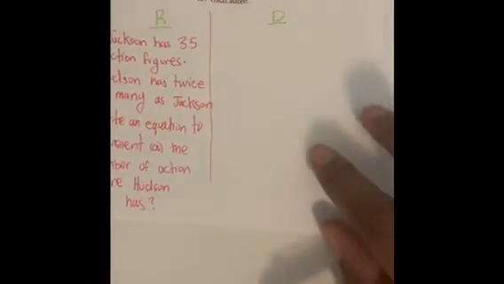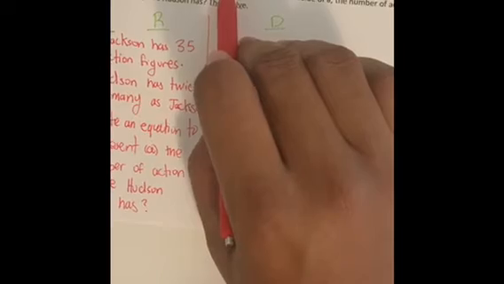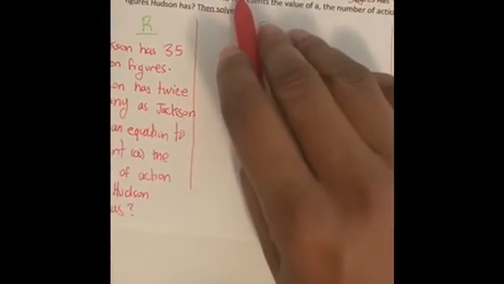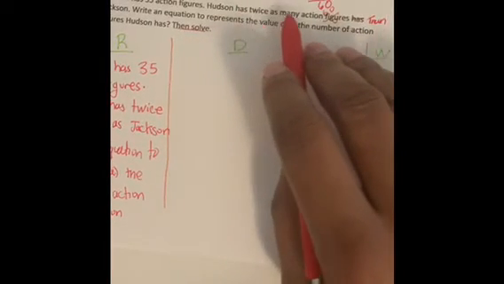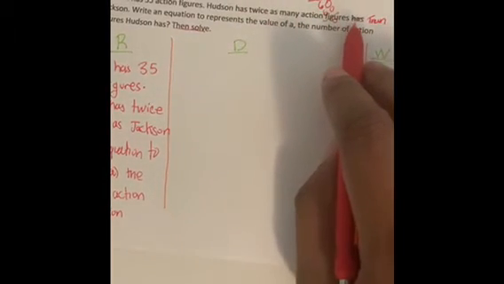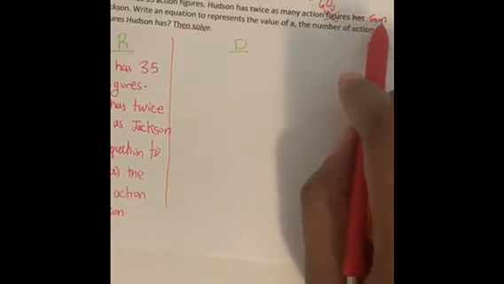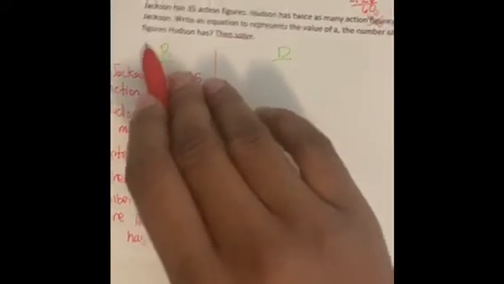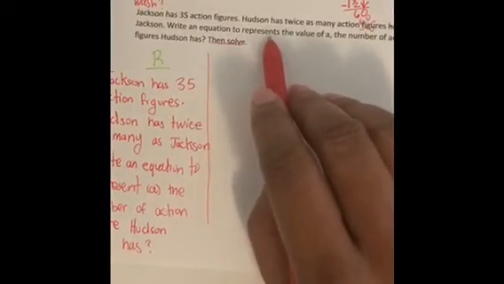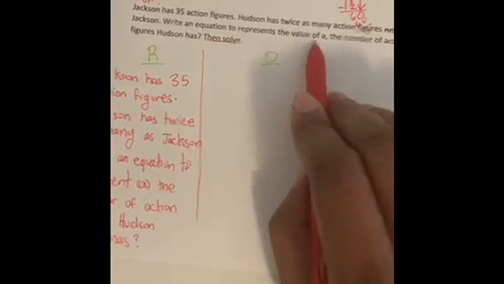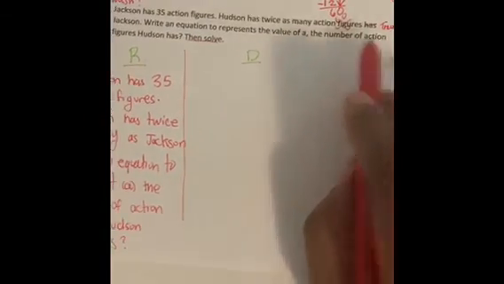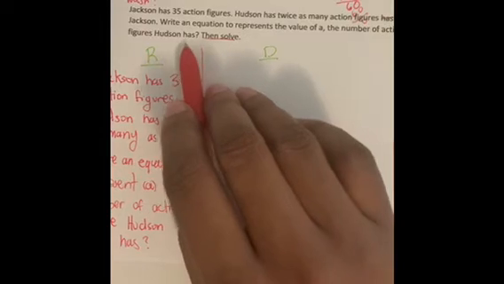Let's read the problem. Here we go. Jackson has 35 action figures. Hudson has twice as many action figures than Jackson. Write an equation to represent the value of A, the number of action figures Hudson has.